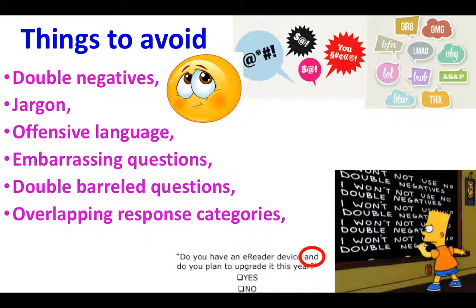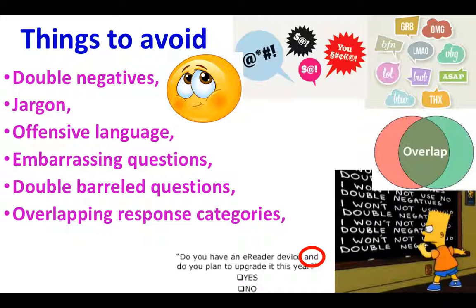We don't want overlapping response categories. So we don't want to say, what's your age? Is it between 10 and 15 years or between 12 and 18 years? We want the categories to not overlap with each other. And we don't want to have too many questions. If it's a very long questionnaire, people give up.